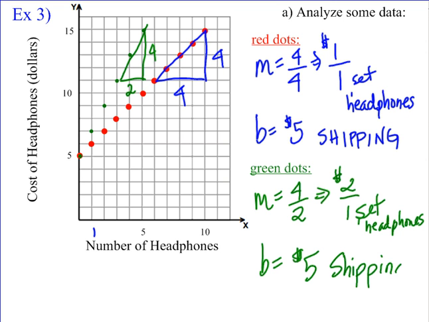Now if I was going to do a quick little comparison of these two companies, I noticed that the green dot company is more expensive. Even though they started at the same place at $5 for shipping, they have the same amount for shipping, but the cost per set of headphones is going to set me off. And you'll notice that the line is a lot steeper for the green dot company. So one thing we know is that the steeper the line gets, the more expensive things become. So I'm probably not going to be buying from the green dot company.